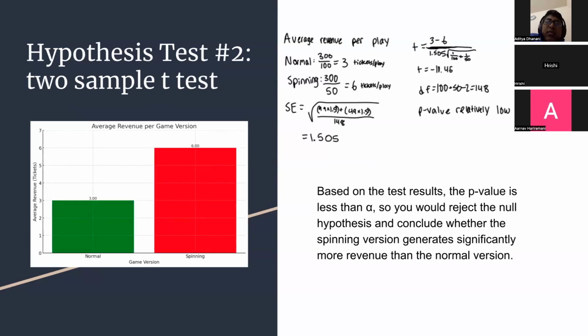For our second hypothesis test, which was a two-sample t-test, you could see that based on the t results, the p-value was less than alpha, so you would reject the null hypothesis and conclude that the spinning version generates significantly more revenue than the normal version, and the graph on the left shows our data.